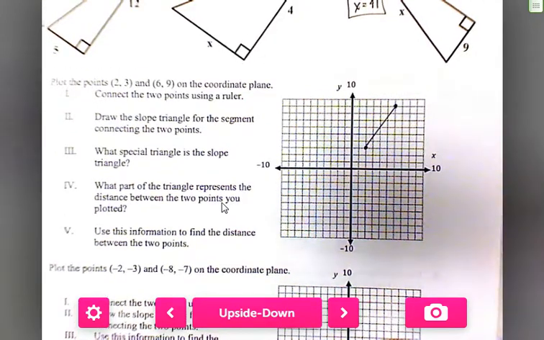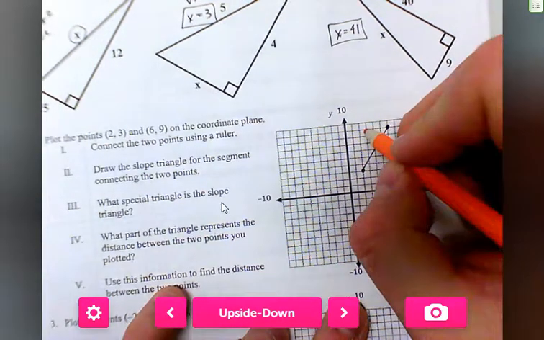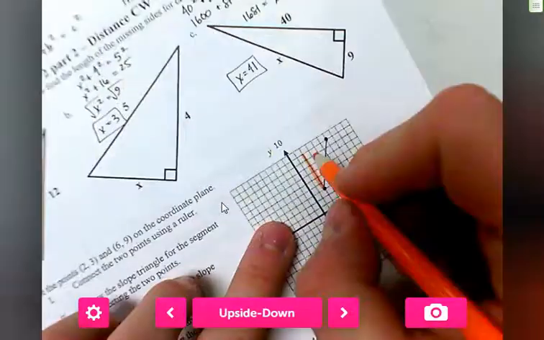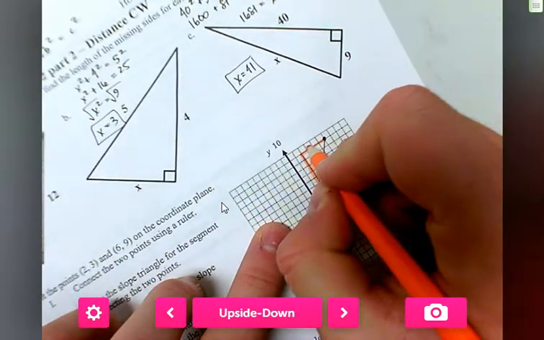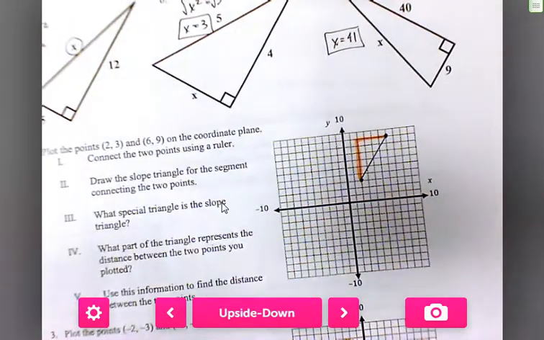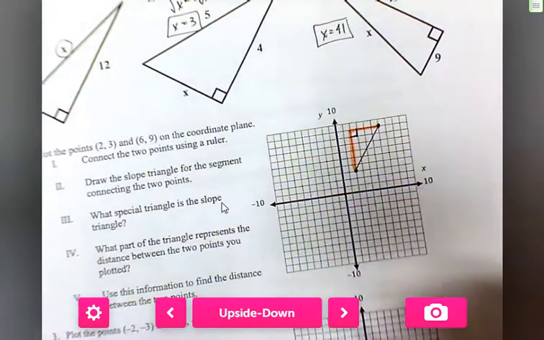Okay, so then it says draw the slope triangle for the segment connecting the 2 points. Now, a slope triangle, you know what that is? Yes. Okay. Good. So I'm going to draw it. I'm going to draw it too. So I'm going to do this many up and this many over. Okay? So number 3 says, what special triangle is the slope triangle? Anybody know? What kind of a triangle? Maybe this will help. A right triangle. Good.